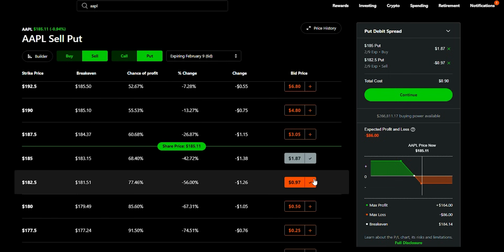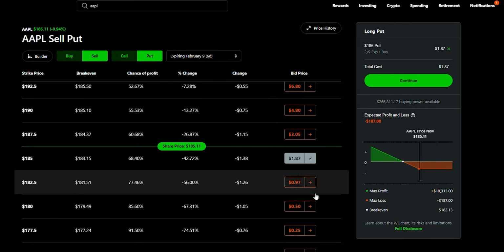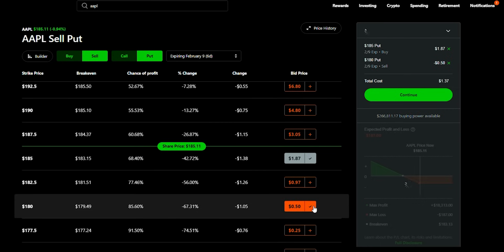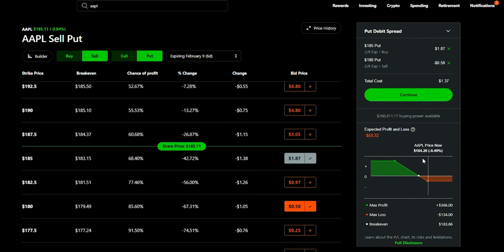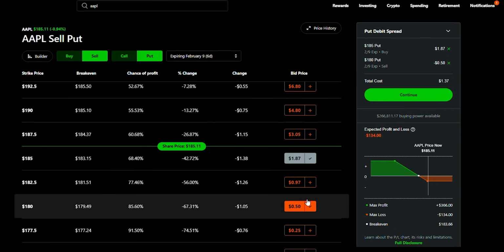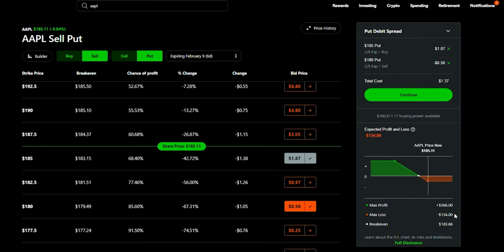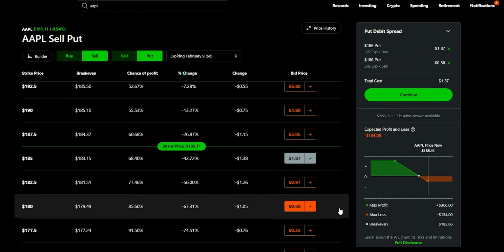Now let's see what happens if I don't do the 182.5 and instead I do the 180. This is still a bear put spread. So in this bear put spread example, because I'm going down a little bit more, I'm going wider, now you can put up $134. That's how much you were risking, but you have a maximum profit of $366. The reason why this is a better risk to reward ratio, or it appears to look better. So if you're a beginner option trader, you may be thinking to yourself, well, this looks a lot better. I'm only putting up 134 to make 366. But that's just not true.